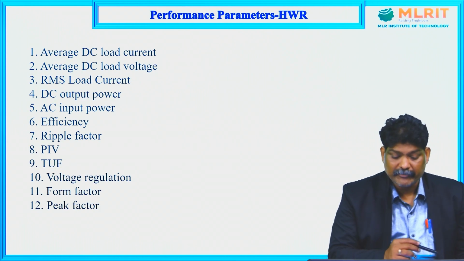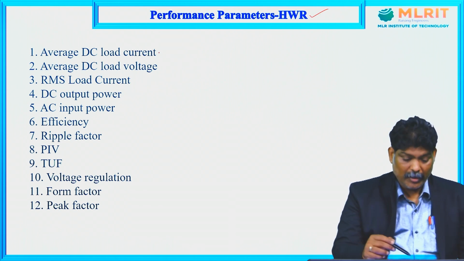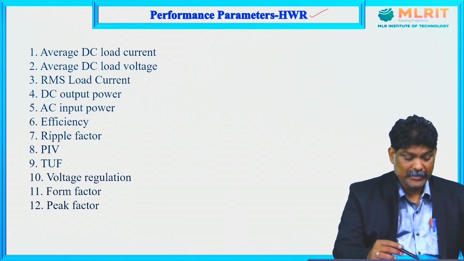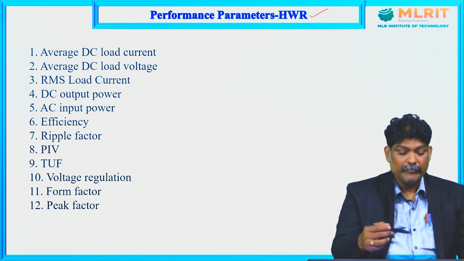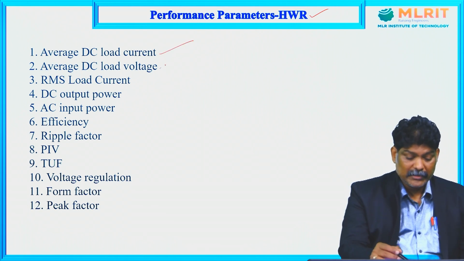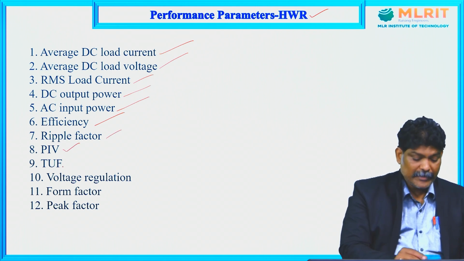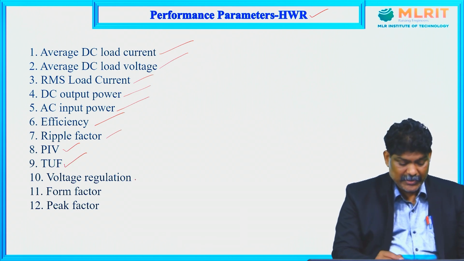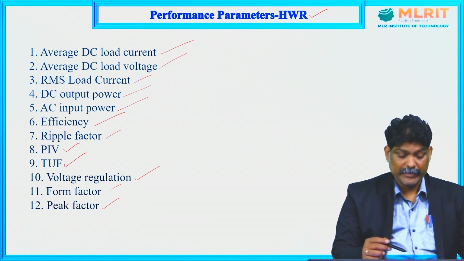And now see the performance parameters of a half wave rectifier. There are almost 12 parameters. These performance parameters judge the performance of a half wave rectifier: average DC load current, DC load voltage, RMS current, DC output power, AC input power, efficiency, ripple factor, peak inverse voltage (PIV), transformer utilization factor (TUF), voltage regulation, form factor, and peak factor. Okay, so let us see one by one.